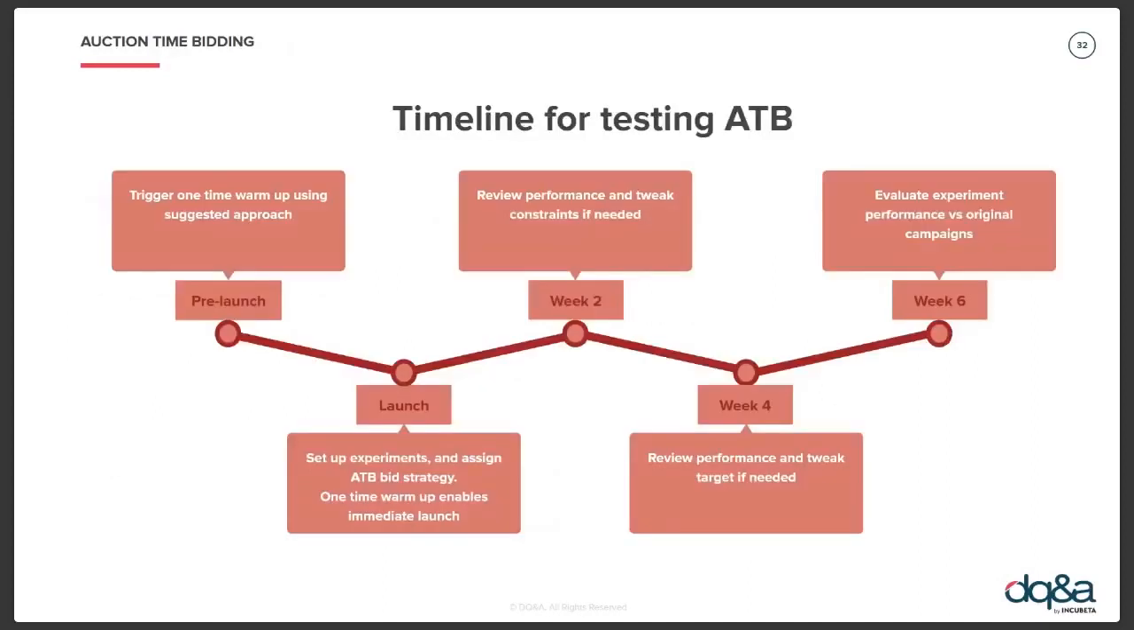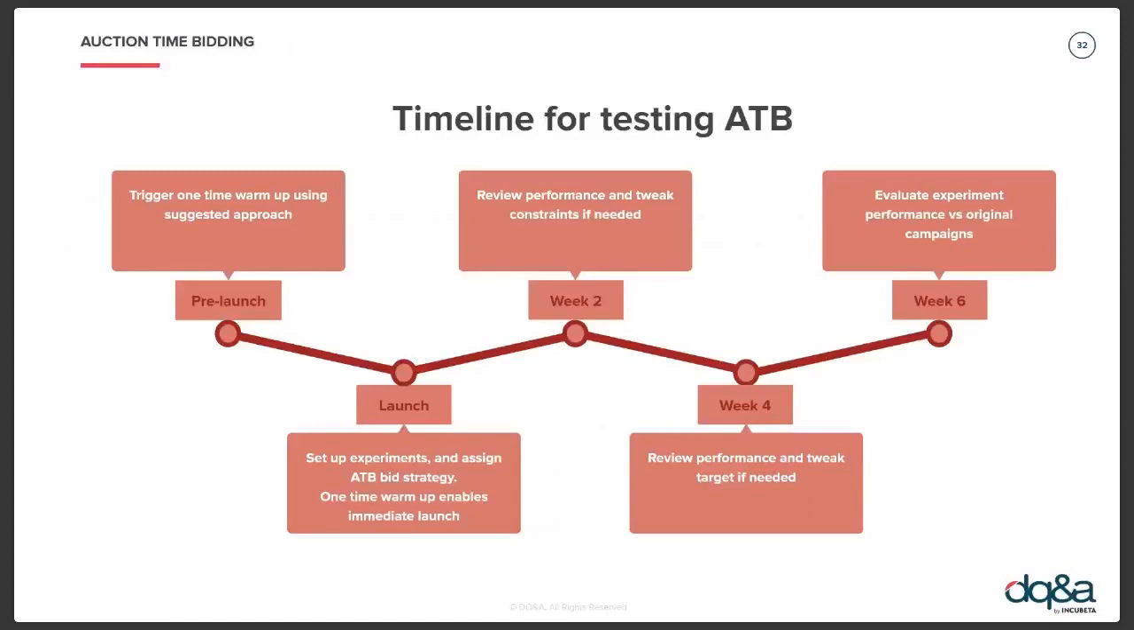So to give ample time and the best chance of success, you can see an example timeline that we've put together here. Before launching your bid strategies, you can trigger the one-time warm-up as we described a few slides ago to ensure that you can launch future auction time bidding bid strategies quickly. Then, when launching, you can set up your Google Ads experiments as needed, create your ATB bid strategy and set it live. After 2 weeks, you can review performance and tweak constraints if needed.